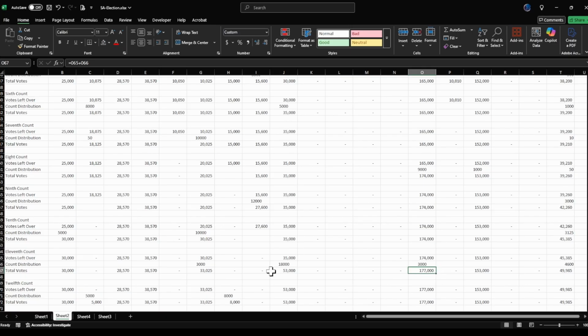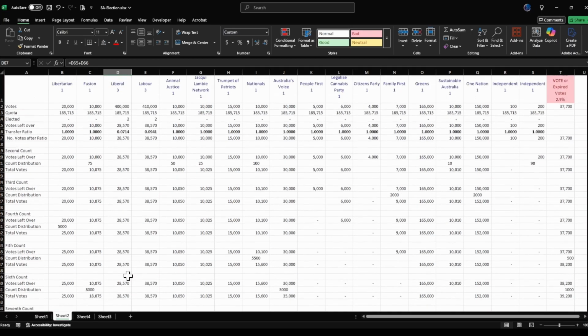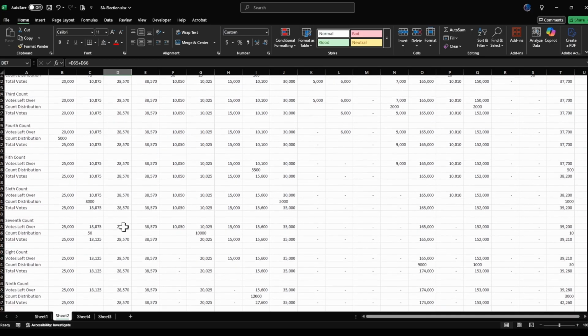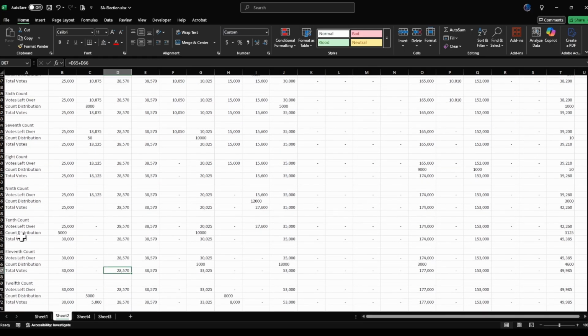So we start looking at what's left. So we have a 30,000, a 28, a 38, a 33, a 53, 177 and 153 set of votes. Now, here's where the magic happens. This is the next party to be eliminated because they only have 28,570 votes. This just happens to be the Liberal Party that has 2 seats already. But because every other party has more votes left over in this situation than the Liberal Party, they are the next one to be eliminated.